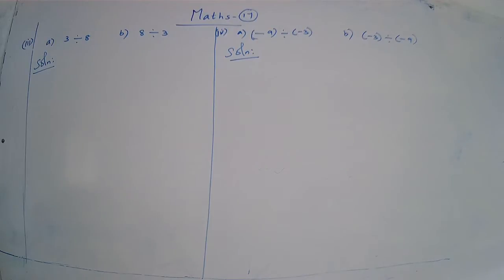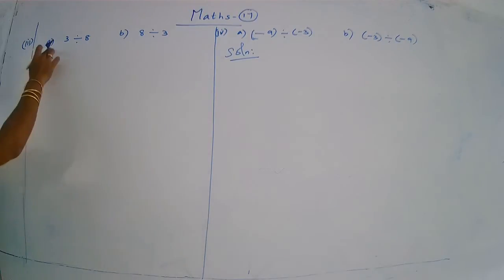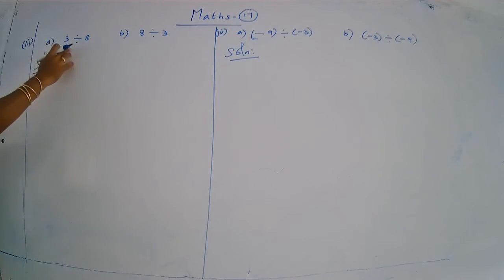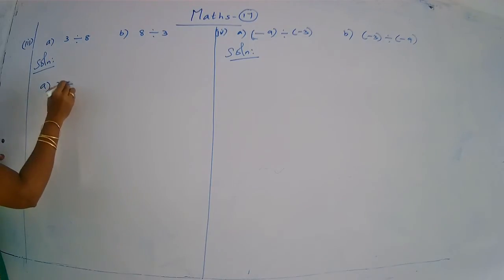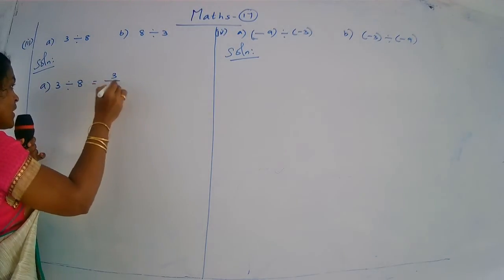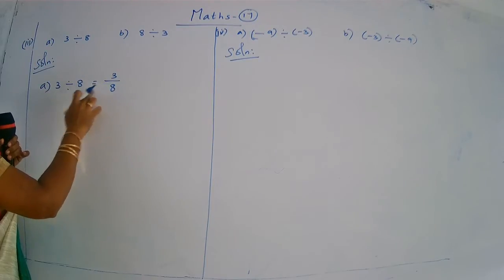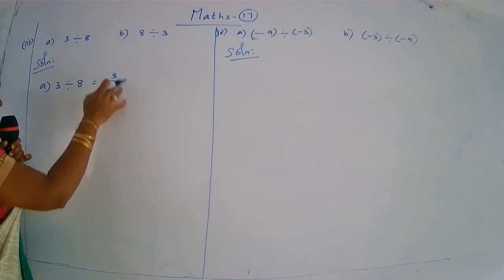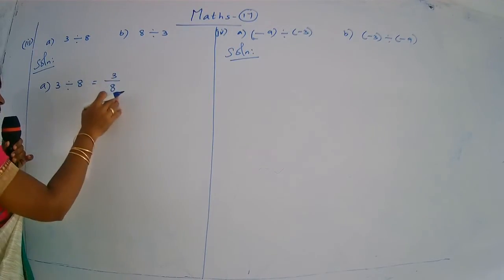Now you take B part. Your B part is 8 divided by 3. That can be written as 8 upon 3. Now you compare these two answers. 3 upon 8 and 8 upon 3. Totally different. The values of 3 upon 8 and 8 upon 3 are totally different. So therefore A part and B part are unequal. Therefore 3 divided by 8 is not equal to 8 divided by 3. Okay, children? Do you understand? Yes, it's so easy.